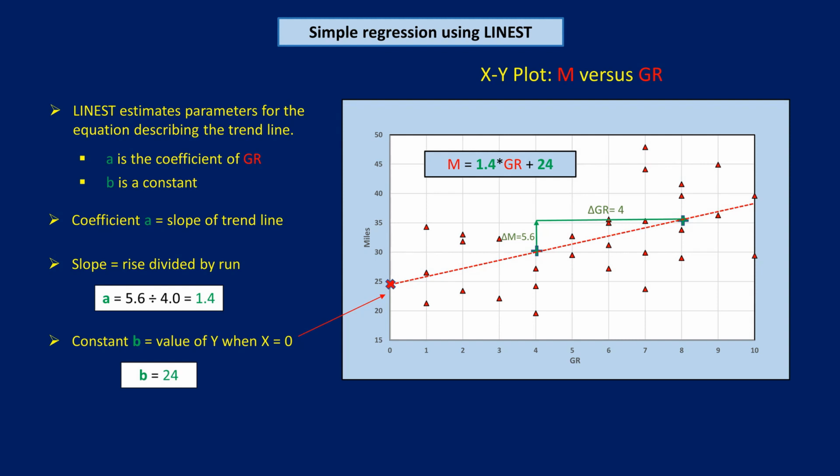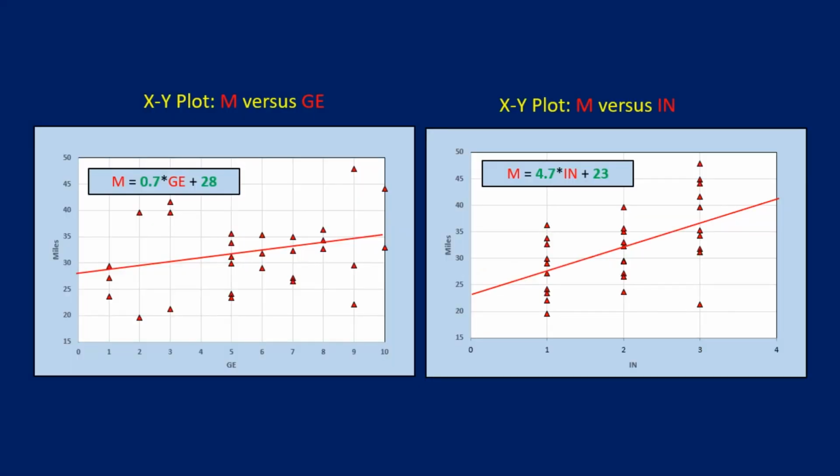Now, if m and gr were perfectly correlated, that would be the end of the story. The equation would explain 100% of the variation in m, and we could use it to predict the value of m for any given value of gr with absolute certainty. But that's not true here. As we know, the correlation between gr and m is only 0.53, which means that a lot of the variation in m is not explained by gr.